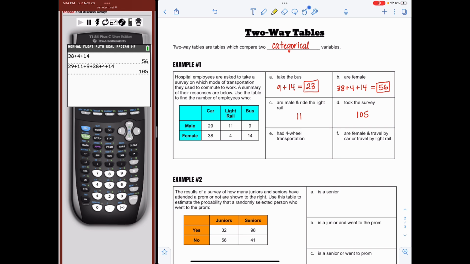Part E says had four-wheel transportation. So the cars are the only thing that has 4 wheels. So that's 29 plus 38, and 29 plus 38 is 67.